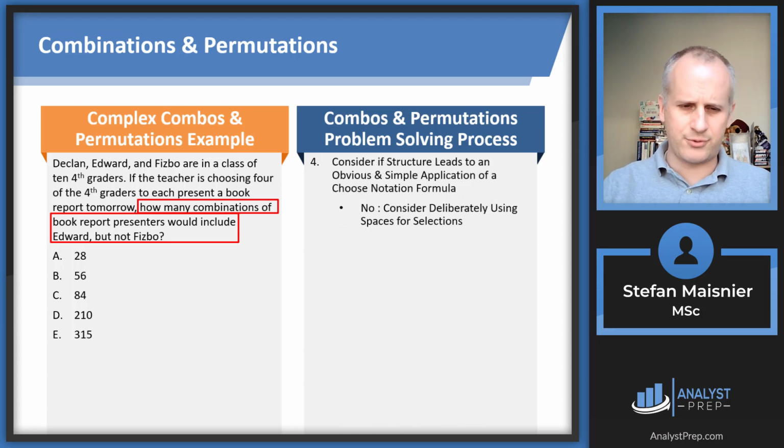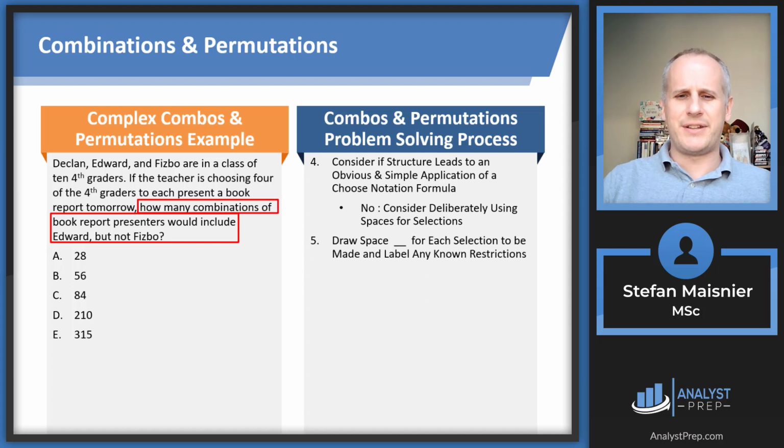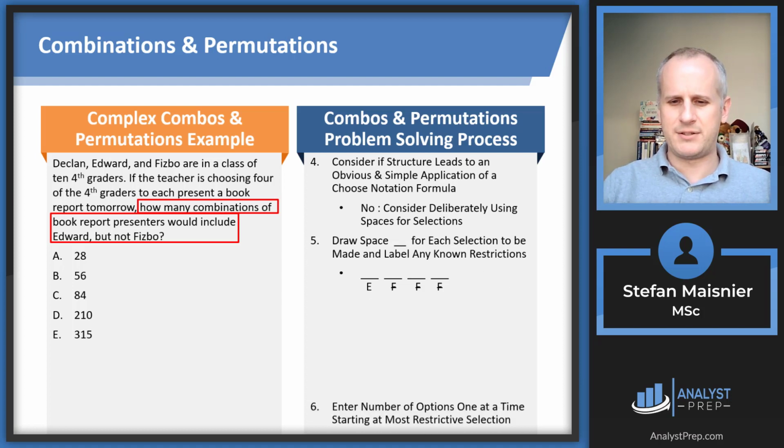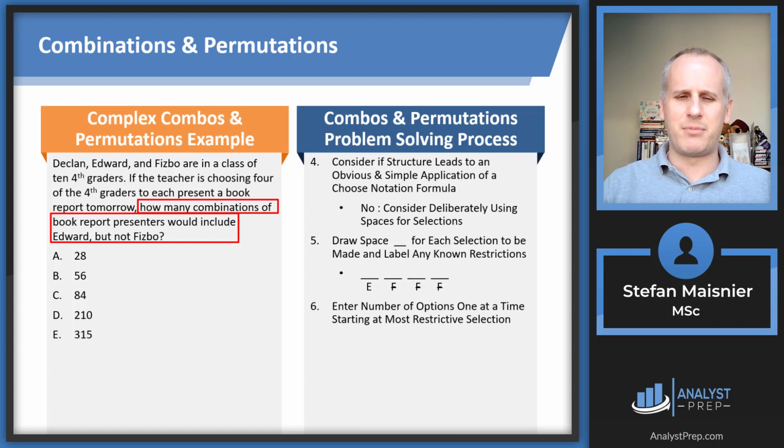So we're at step 4 here now. We're going to draw a space for each selection to be made, and we're going to label any known restrictions. So what that might look like is E for the Edward space, and then we've got 3 more spaces, as you can see here, for the not F, or not Fizbo, spaces. Then you need to enter the number of options that are available one at a time, starting at the most restrictive selection. In this case, that's going to be the E, because there's only one Edward, and you have to just choose that one Edward.